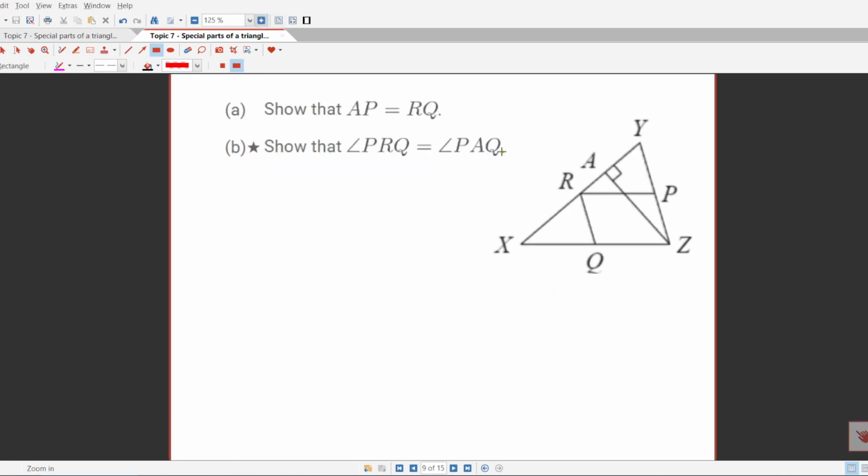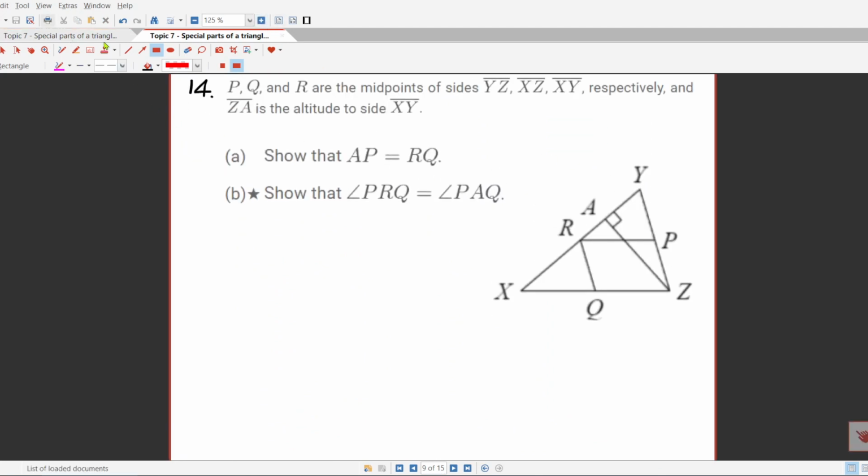Question 14. P, Q and R are the midpoints of YZ, XZ, XY, respectively. Midpoints remind us of medians or parallel lines, right? So let's have a look at how we can do this. And ZA is altitude to side XY. So first of all, show that AP equals RQ.